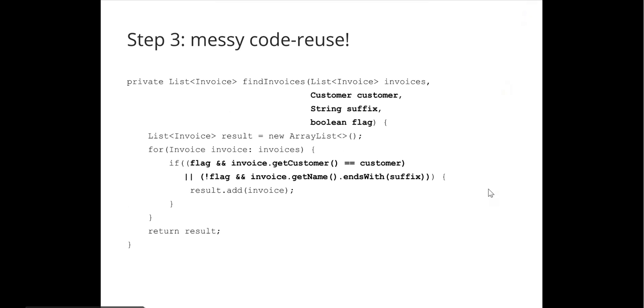Well, not exactly. We've got this kind of horrible Boolean flag going on, and we've got the flag saying if it's true, we do the customer check. If it's false, we do the invoice suffix check. Looks a bit ugly to me, doesn't it? Don't you think that's ugly?